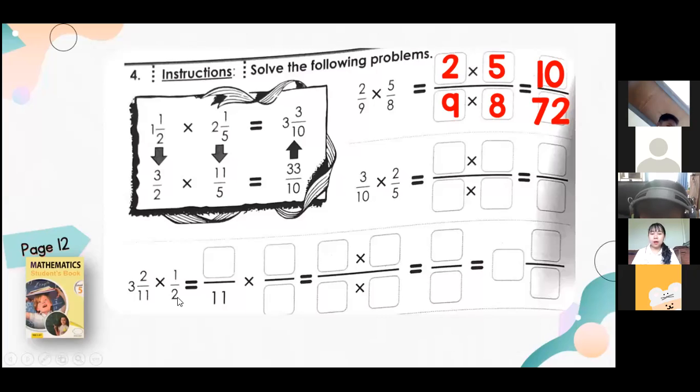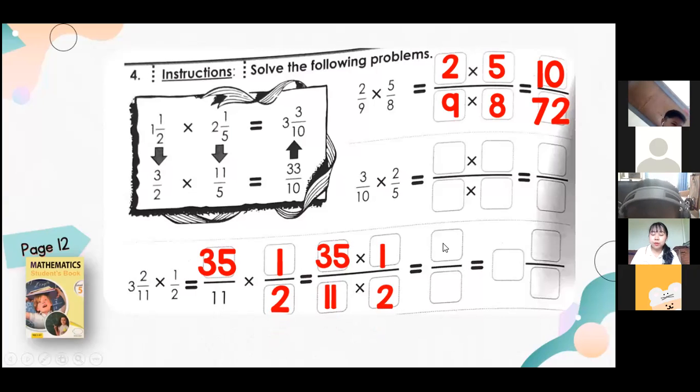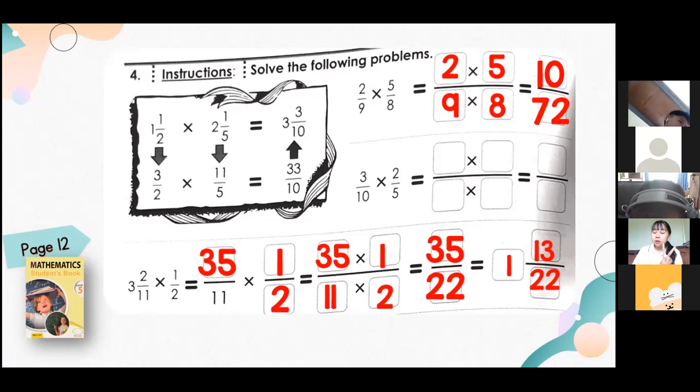Okay, I will show you how to do this one. Firstly, we have 3 and 2/11. So it becomes 35 over 11, times 1/2. So it becomes 35 times 1 and 11 times 2. And the result is 35/22, or make it into a mixed number and it becomes 1 and 13/22. Easy? Yes, easy. 10 points. Don't forget to do it, everyone. This is your homework today.